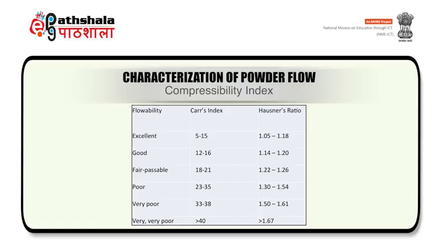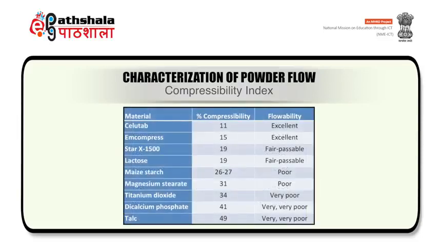It is considered as very poor if Carr's index value is from 33 to 38 and Hausner's value is from 1.50 to 1.61, and it is considered as very, very poor if Carr's index value is greater than 40 and Hausner's value is greater than 1.67. Compressibility and flow property of some common pharmaceutical excipients are described in the table.